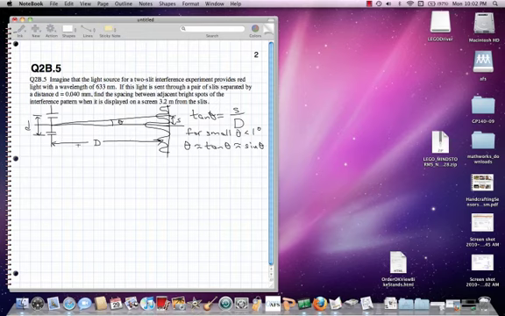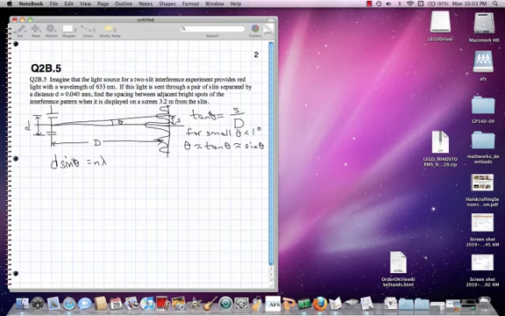Now for this two-slit interference experiment, I need to use the equation d sine theta equals n lambda. For this central maximum, n is equal to 0. For the first maxima above, n is equal to 1. For the first maxima below, n is equal to -1. For the second maxima, n would equal 2, and for this one, n would equal -2. So these are the orders: the 0th order, 1st order, 2nd order, where n above the axis is positive and below the axis is negative.